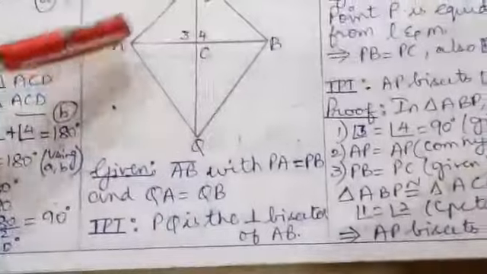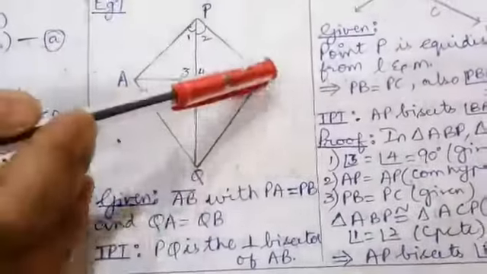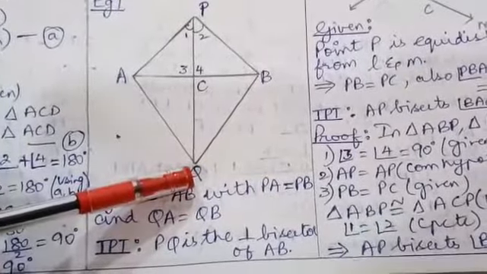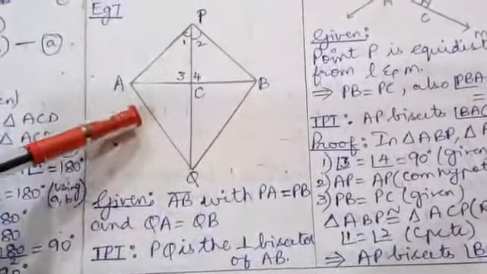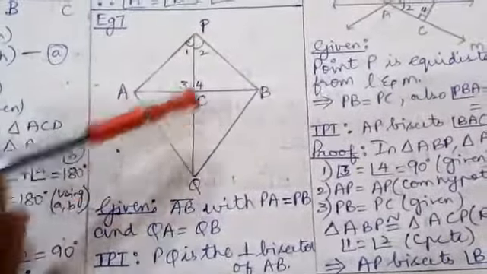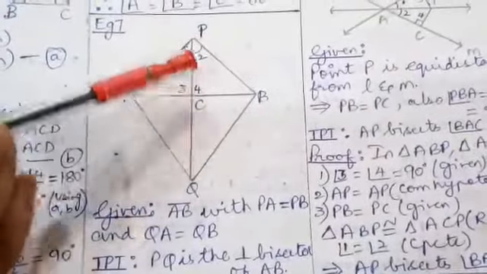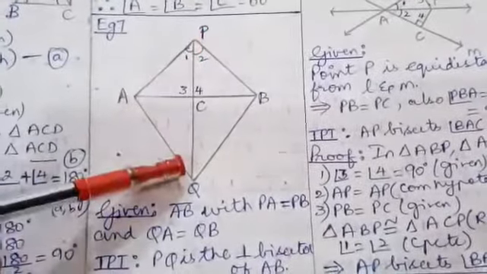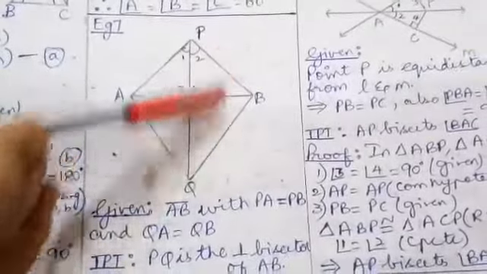See here, triangle APQ is congruent to triangle BPQ. Now that these two triangles are congruent, angle 1 equals angle 2. Angle 1 of this triangle equals angle 2 of this triangle. That is, angle P of this triangle equals angle P of this triangle.